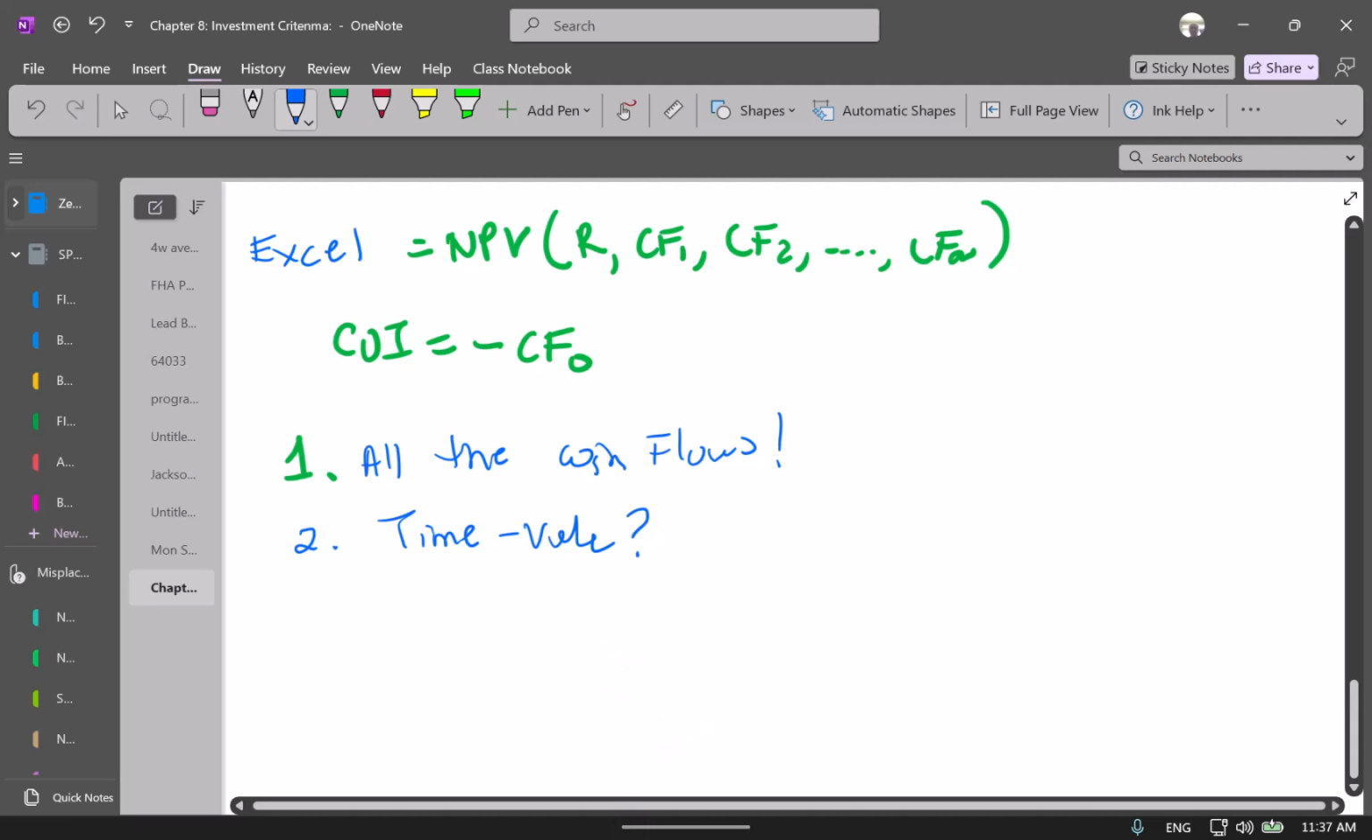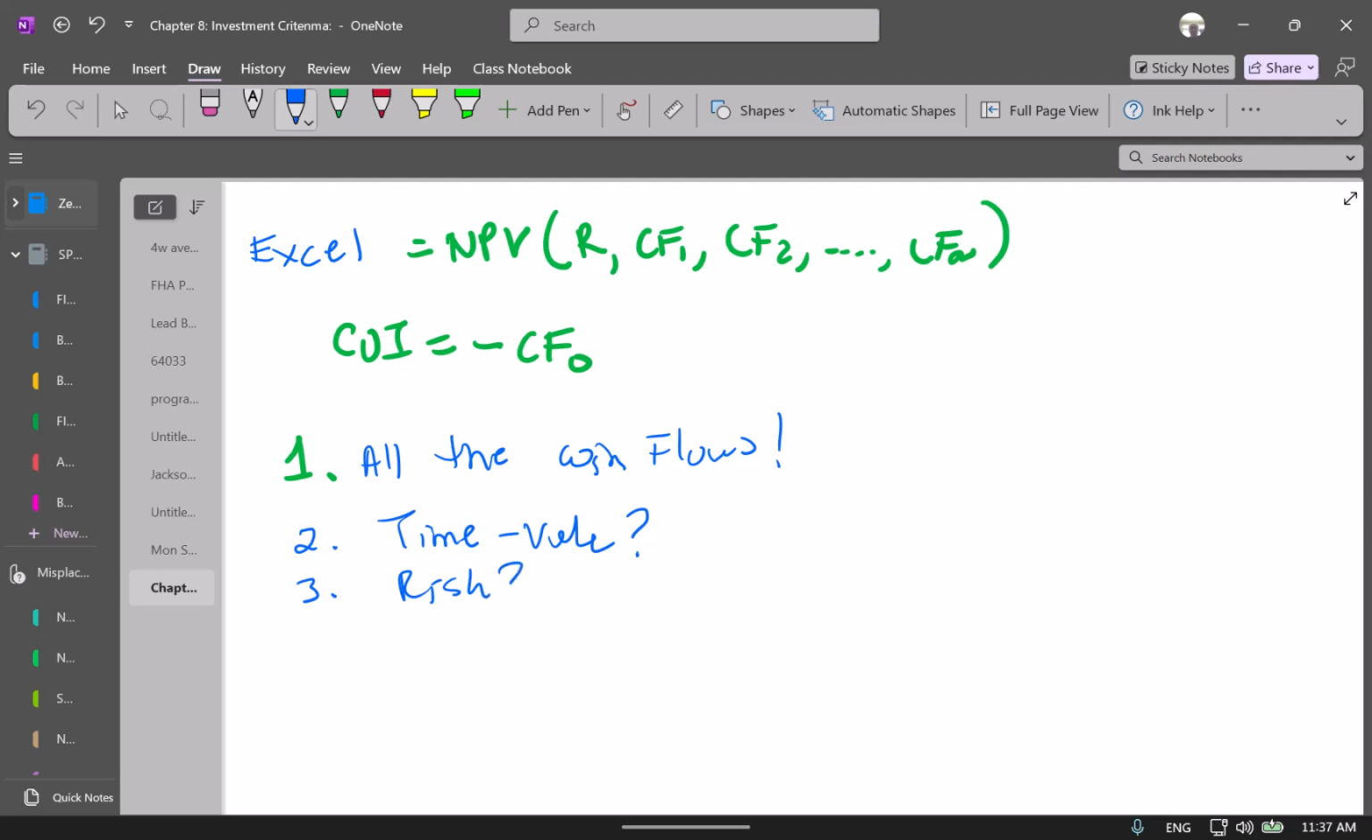Number three is somewhat not obvious because at this point I just told you that there's a number R. But whenever you use NPV, that R should be a risk adjusted number. And the answer to that is yes, more than likely. Unless the firm makes the mistake of using a common hurdle for everything.